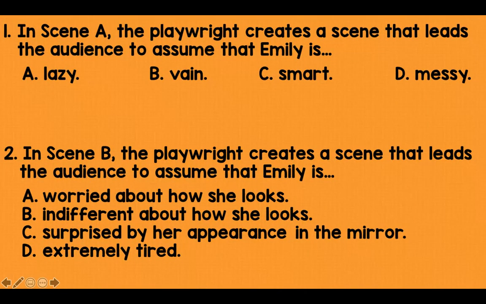So in scene A, the playwright creates a scene that leads the audience to assume that Emily is what? A, lazy, B, vain, which means concerned about her appearance, C, smart, or D, messy. So the best answer for that would be vain because it seems like she really cares that her hair was out of place. But if we look at scene B, the playwright creates a scene that leads the audience to assume that Emily is A, worried about how she looks, B, indifferent about how she looks, C, surprised by her appearance in the mirror, D, extremely tired. So the best answer there would be B because she didn't really care. She just went with it and put on a hat and was like, that's fine. I'll leave it like that.